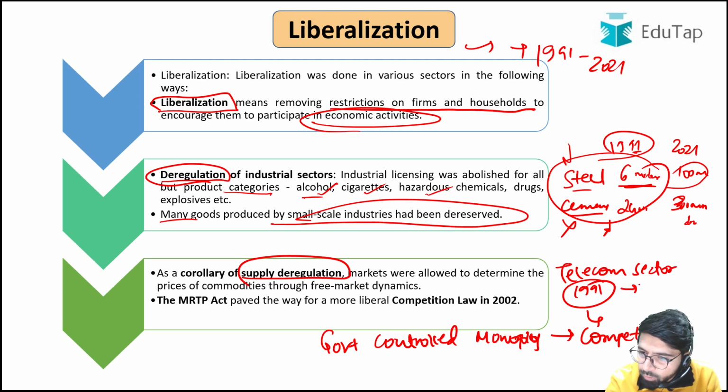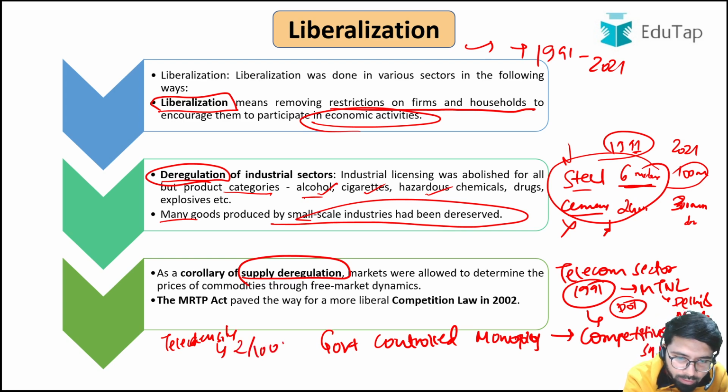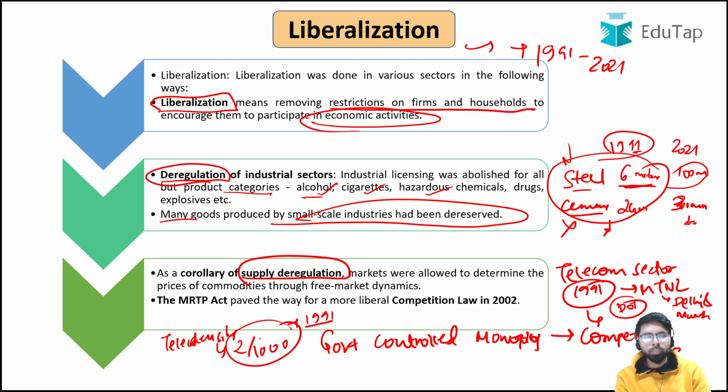In 1991 there were only two operators: MTNL, which provided the services in metropolitan cities like Delhi and Mumbai, and in the rest of the places it was the Department of Telecommunication. Now let me introduce you to a term, teledensity. What exactly is teledensity? The number of people who own phones per 1,000 people is known as teledensity, and in 1991 the number was just 2. So only 2 out of 1,000 people owned a phone.